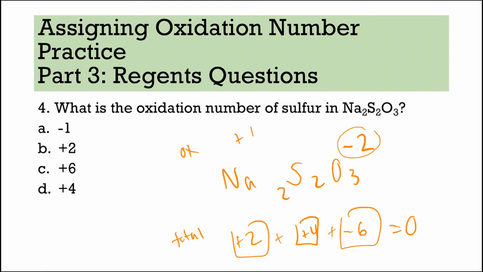positive 4. Now, positive 4 is not the answer, because this is saying that in total, both sulfurs are bringing a total of positive 4. But notice there are 2 S's. So that means both those S's together bring a total of positive 4. So if you have 2 things in a total of positive 4, one thing brings a charge of positive 2. Okay. That's kind of a tricky one, but that's as tricky as these kinds of questions get.